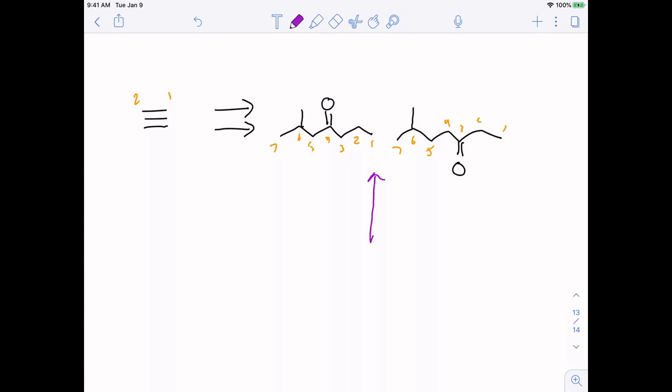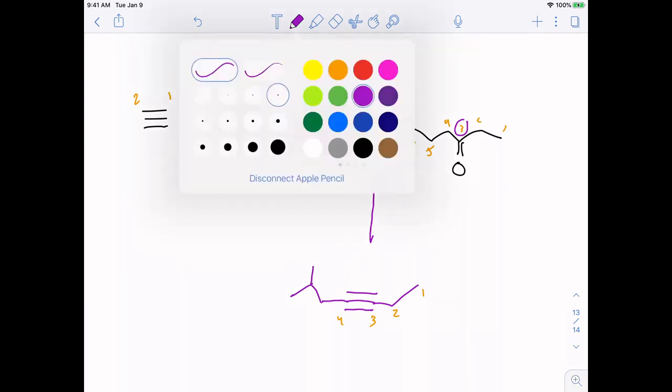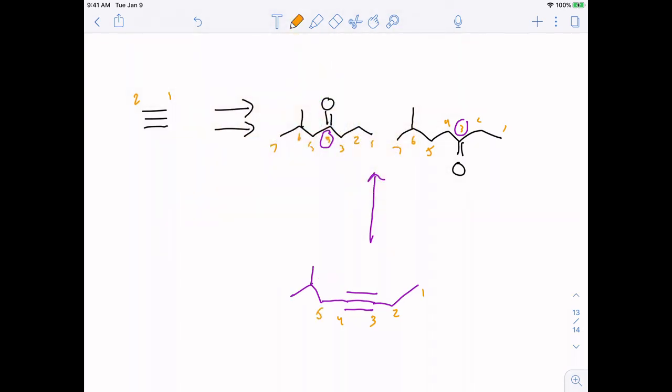So I'm going to work backwards. I'm going to draw that alkyne. I'm going to notice that my carbonyl on one of these is on carbon 3, and my carbonyl on the other is carbon 4, which means my triple bond is going to be between carbon 3 and 4. So I'm going to draw that out. So this is going to be carbon 1, 2, 3, 4. Then we need the rest of it. That's going to give me 5, 6, 7. Let's double check though, because I tend to lose them.